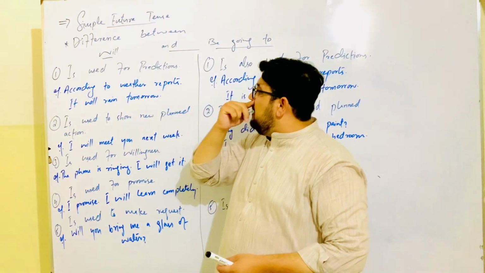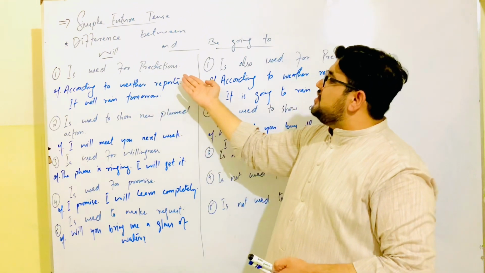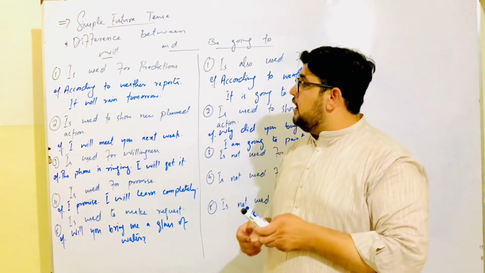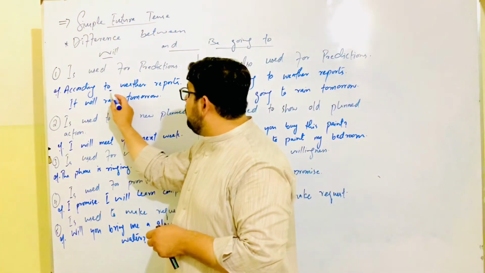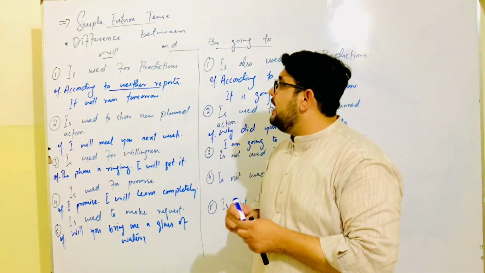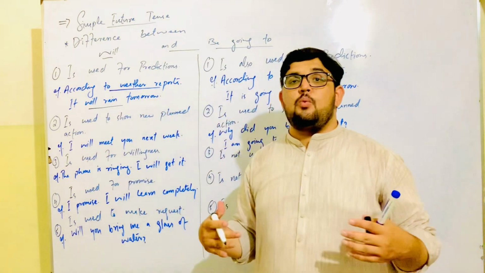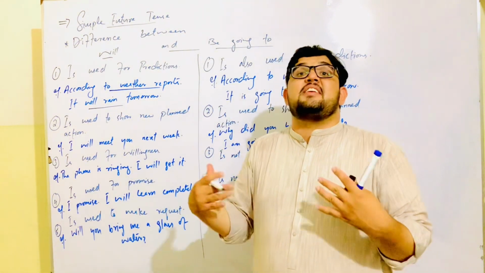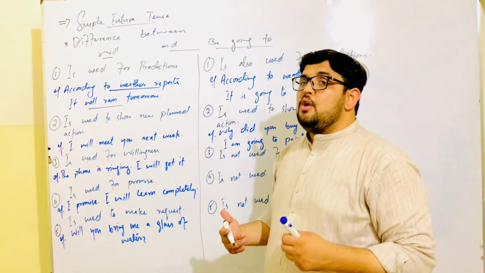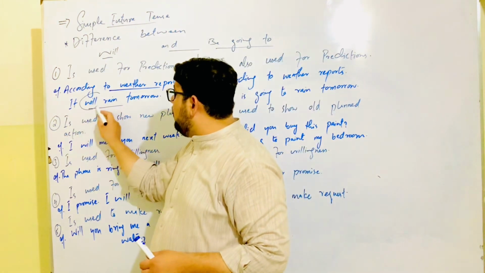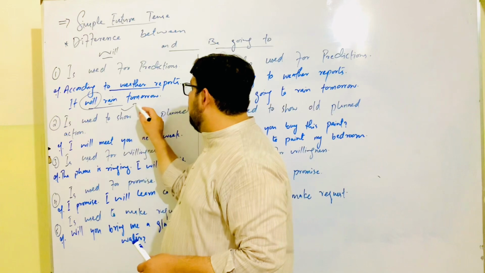The first usage of will is that it is used for predictions, like according to weather reports, it will rain tomorrow. Now, when we say it will rain tomorrow, we are talking about weather where we are predicting something. And the prediction is that it will rain tomorrow. So will here is used for prediction of rain tomorrow.